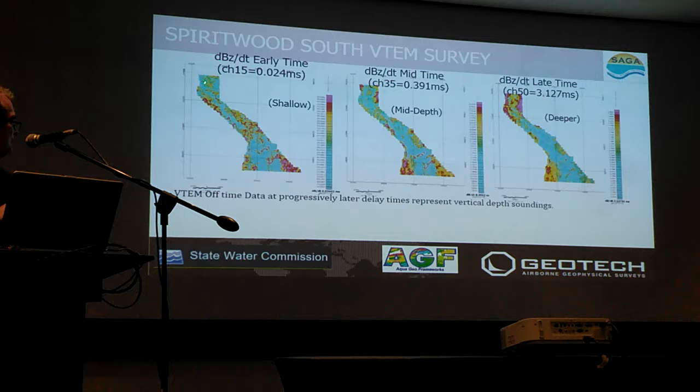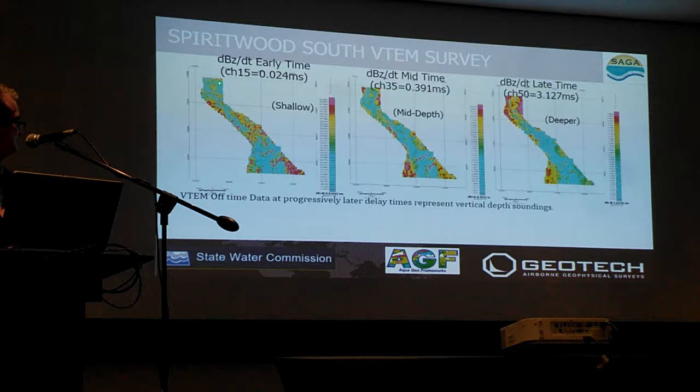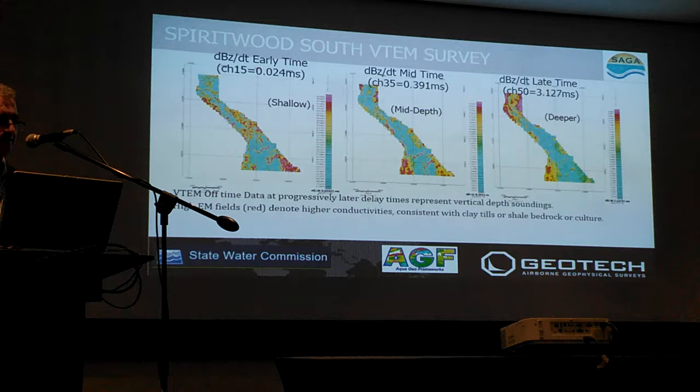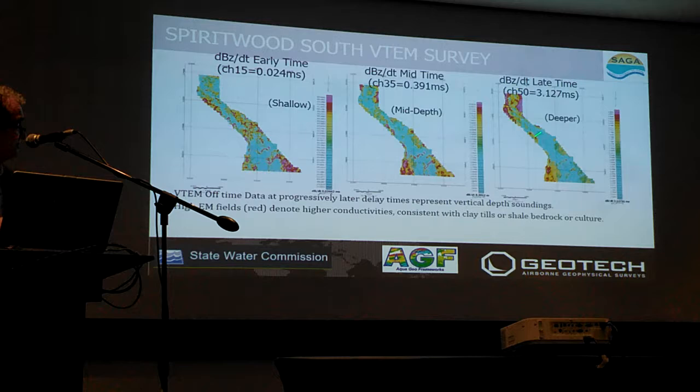In early time, anything resistive has a low EM signal. So you can basically see this, you can picture the meandering shallow aquifer. At mid time, it's slightly deeper, and at deep time, if you squint here, there's actually a kind of like a deeper anomaly here. So whatever's conductive denotes high connectivity.